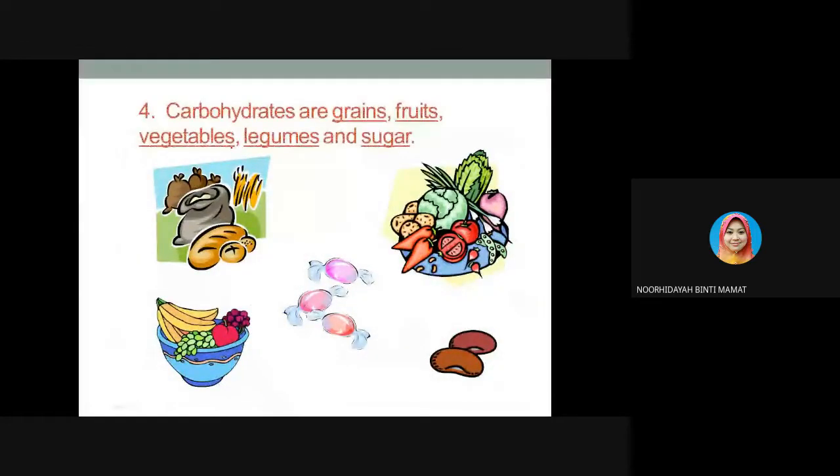So these are the examples. Where can we get the carbohydrates? From the grains, from the fruits, and it can come from the vegetables, legumes and also sugar.